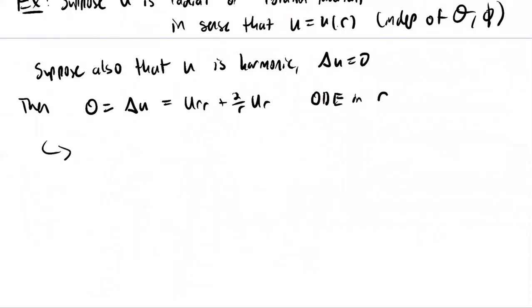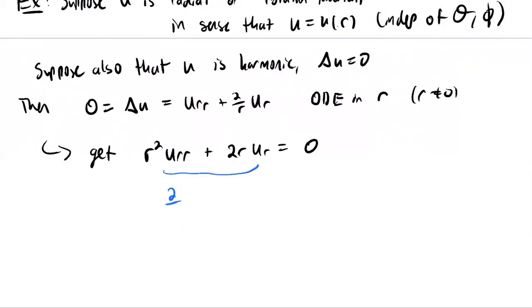And so let me rearrange this. Once again, we're assuming R is not 0, so we can multiply through. In this case, since I have a 2 here rather than a 1 like we did in the last case, it helps to multiply by R squared. And so if I multiply by R squared, I get R squared URR plus 2R UR is equal to 0. But now we can recognize this quantity here as the derivative with respect to R of R squared times the first derivative of U with respect to R, right? Once again, using the product rule.